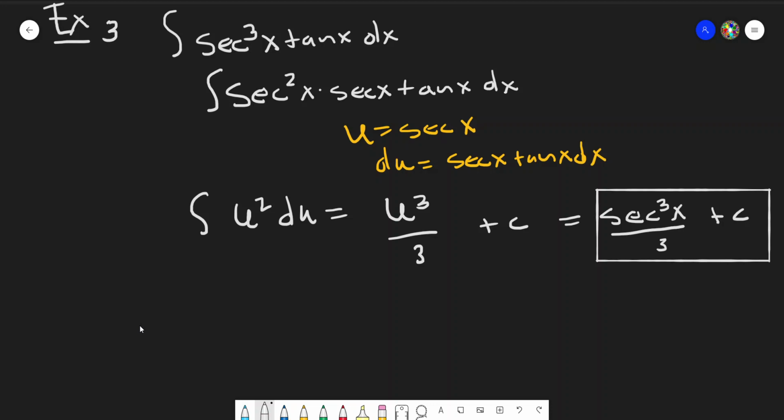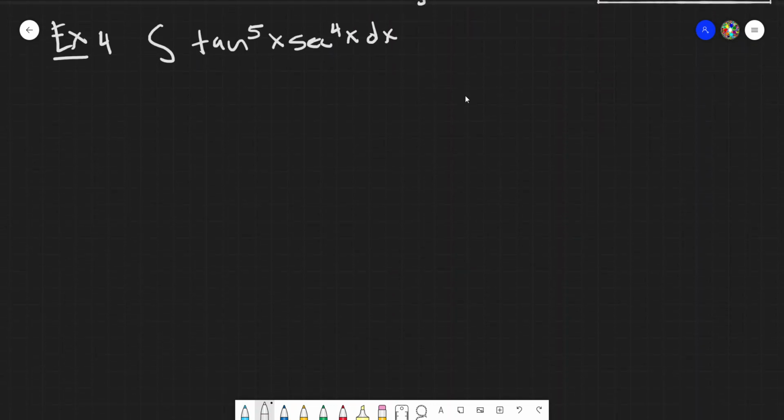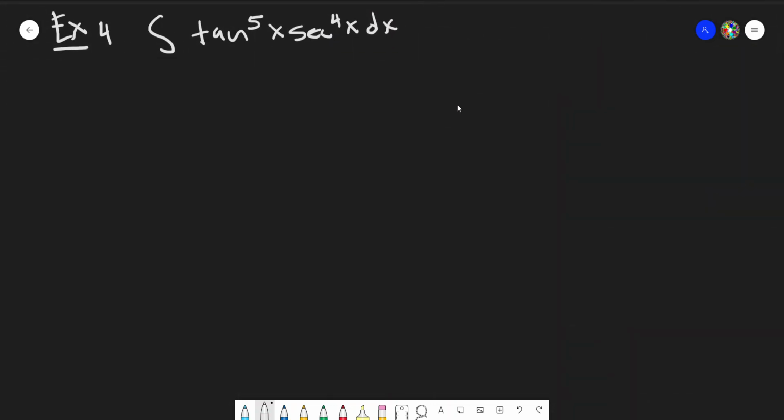So the next one is secant to the fourth x times tangent. Let's say we're looking at an example where you have the integral of tangent to the fifth x times secant to the fourth x dx. So the question becomes, how do you solve this one? Well, the way you should solve this is by using the fact that secant to the fourth can be rewritten.